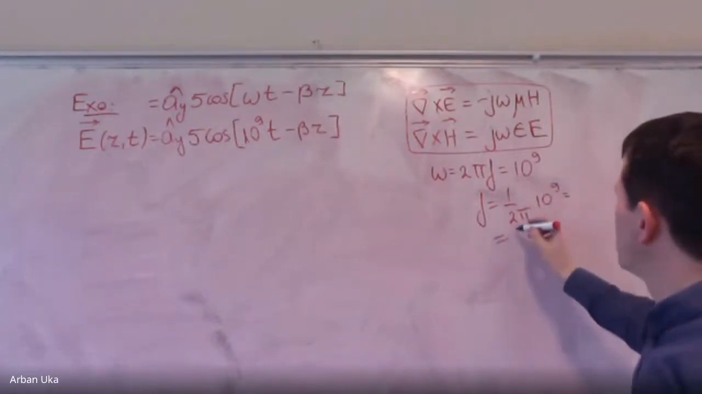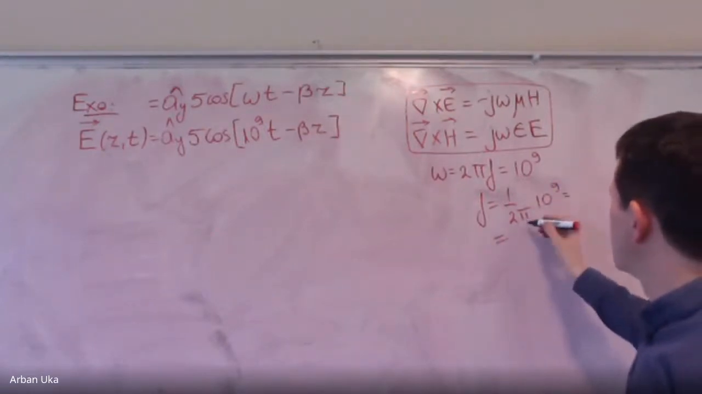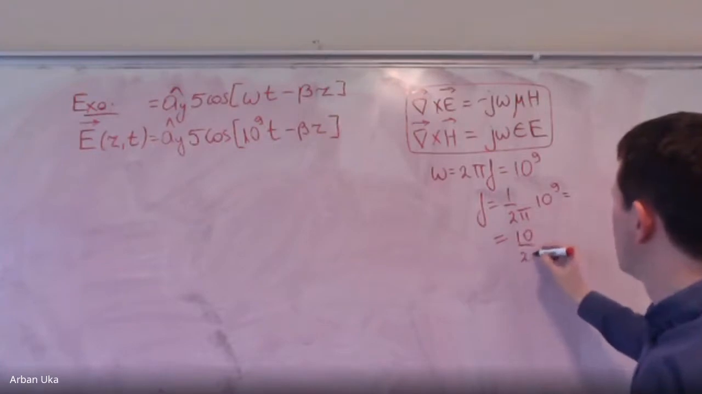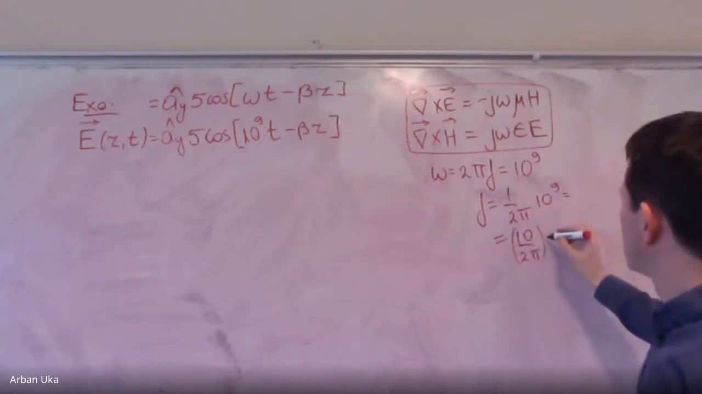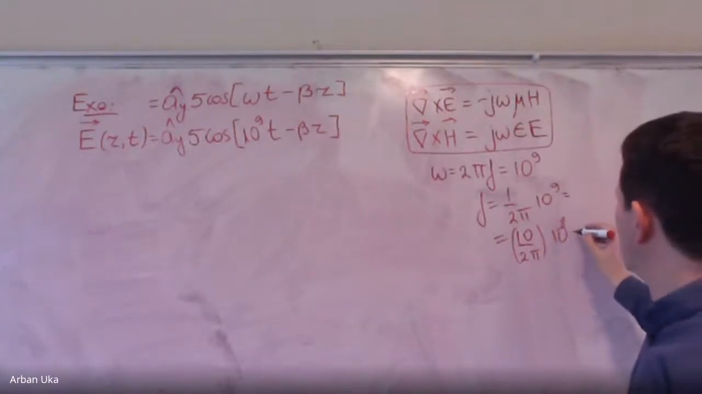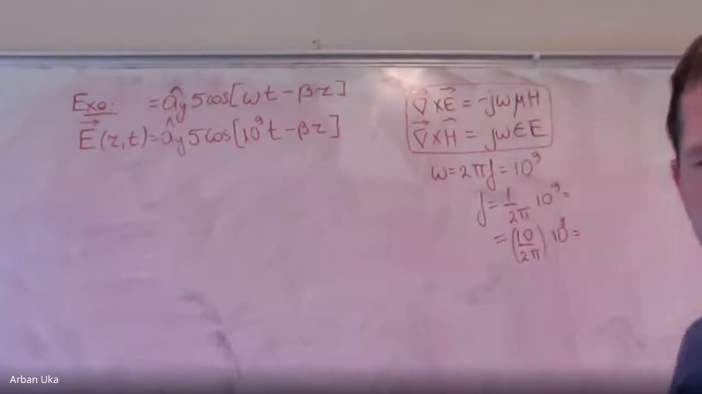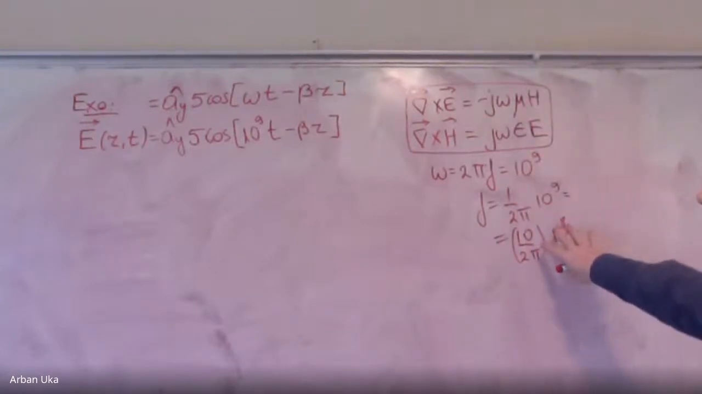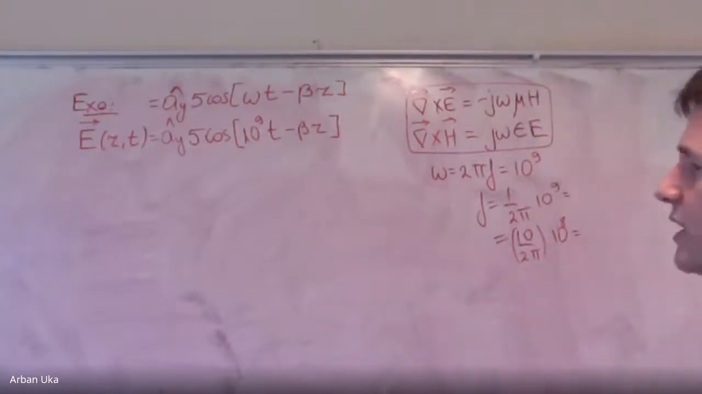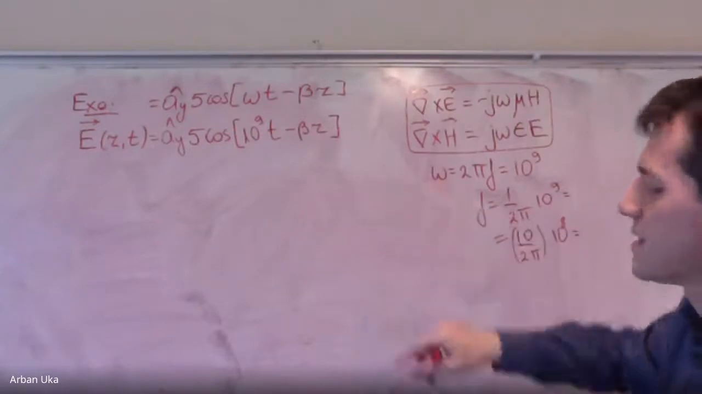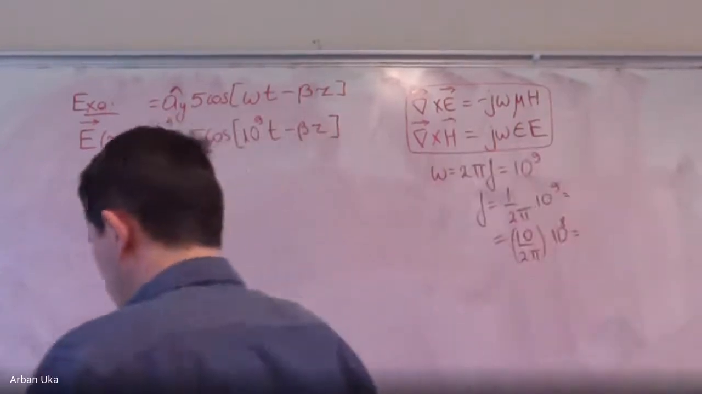1 over 2 pi is about 1 over 6, which means that this is something like 10 divided by 2 pi times 10 to the power 8. It's something like 100 megahertz, okay? So this is in the order of 100 megahertz or 0.1 gigahertz. But this is how we try to read this expression.